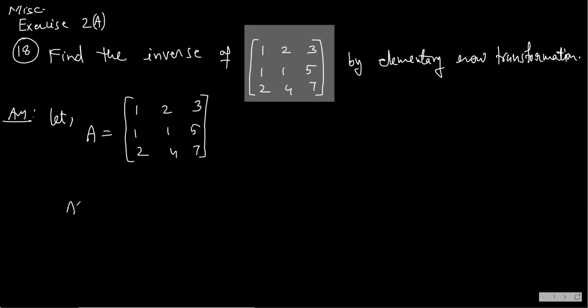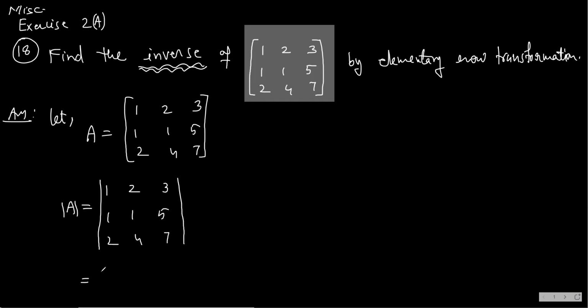So I'll find out the determinant of this matrix. Whenever you are finding the inverse of a matrix, make sure that you find the determinant. Why? Because if the determinant is 0, the inverse will not exist. If the determinant is 0, the inverse will not exist. Remember that. So I will find out the determinant.